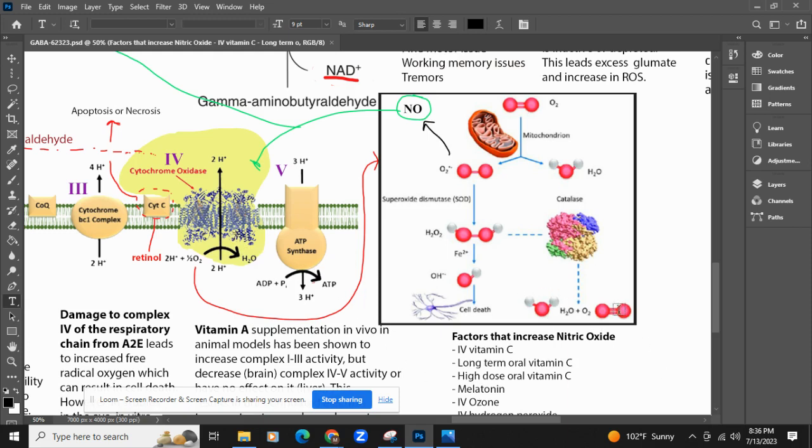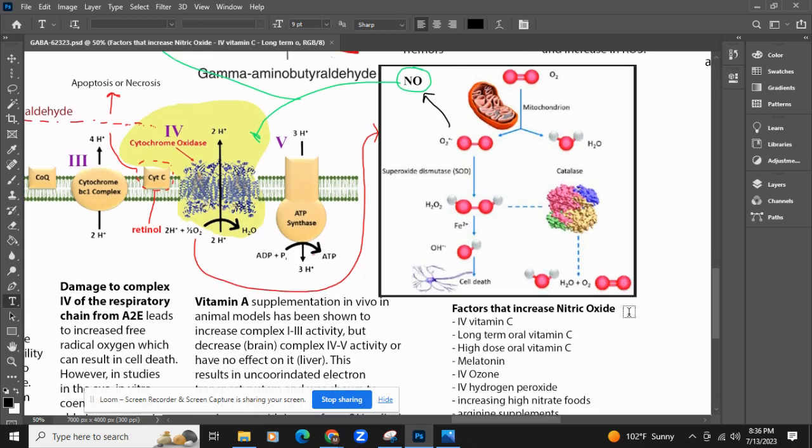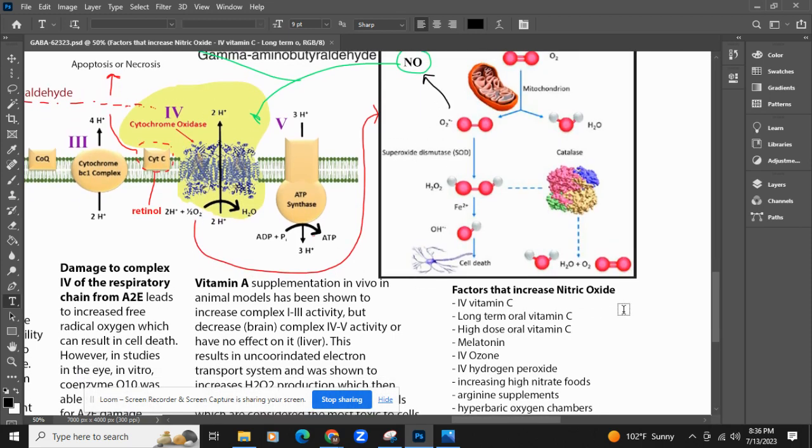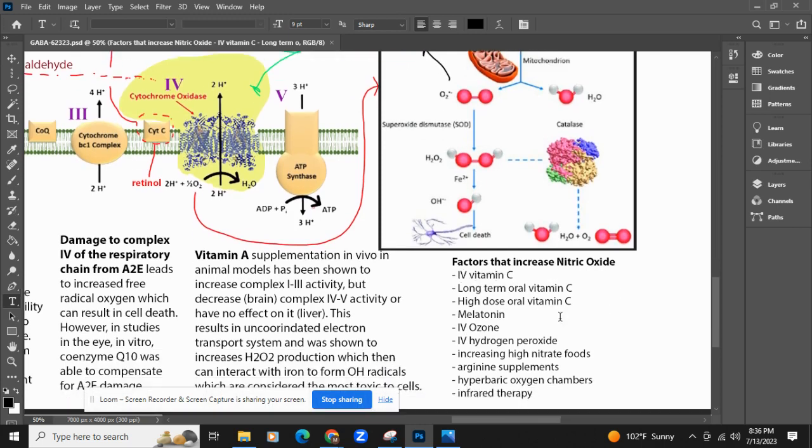And so for this particular friend, I wanted to look up different factors that could increase nitric oxide because nitric oxide is super important for another pathway that can get broken. And so factors that increase nitric oxide would be IV vitamin C, long-term oral vitamin C, high-dose oral vitamin C, melatonin, IV ozone, IV hydrogen peroxide, increasing high nitrate foods, arginine supplements, hyperbaric oxygen chambers, and infrared therapy.